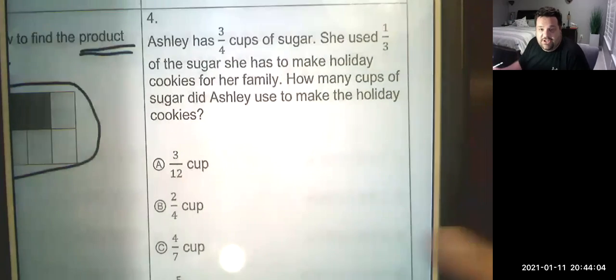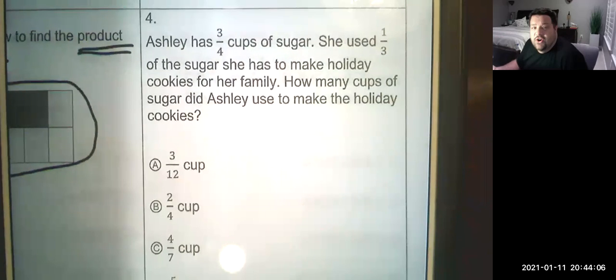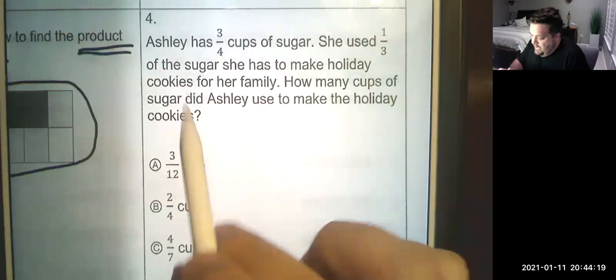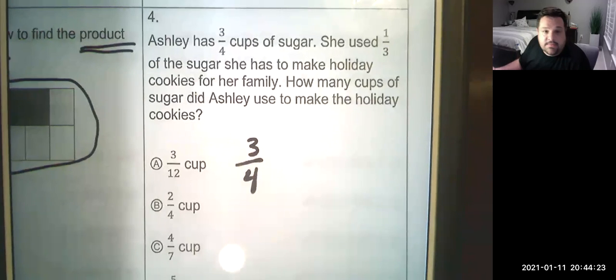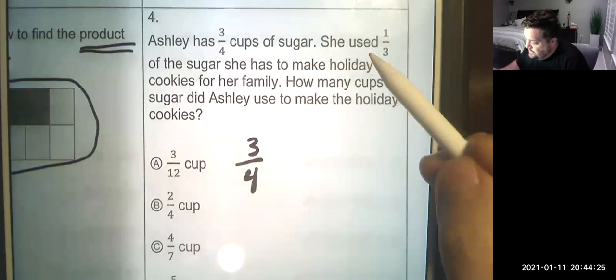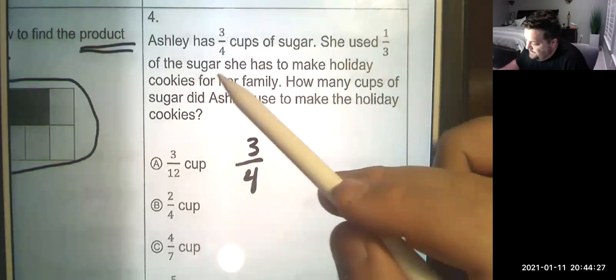Okay, number 4 says Ashley has 3/4 cups of sugar. She uses a third of the sugar she has to make holiday cookies for her family. How many cups of sugar did Ashley use to make the holiday cookies? Here's another one where you've got to read the words because you got to make sure you're doing the right thing, right? She has 3/4 of a cup of sugar, right? She uses 1/3 of the sugar she has.